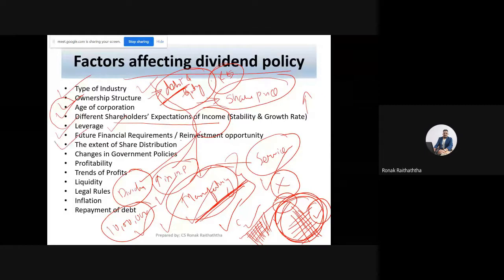Future financial requirement and reinvestment opportunities. In future, whatever the company wants to expand, whatever they want to do, obviously, accordingly, they will require money.